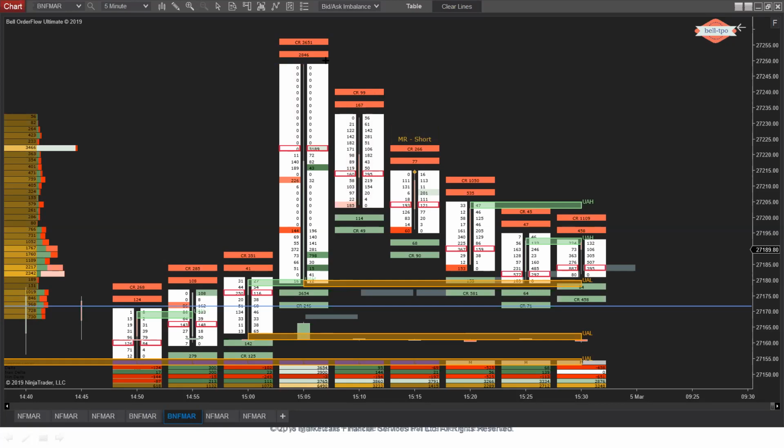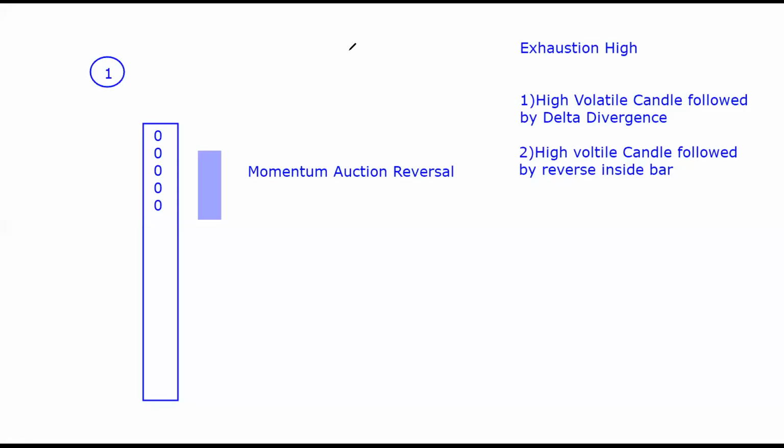Let me go back to the whiteboard. The last way you can understand this, let me clear all these drawings. Let's say the same high volatile bar was there, and instead you're going to find a lot of inside bars within this. You'll find inside bars, followed by one more inside bar, one more inside bar. And if you look at the delta, it will be getting negative everywhere.